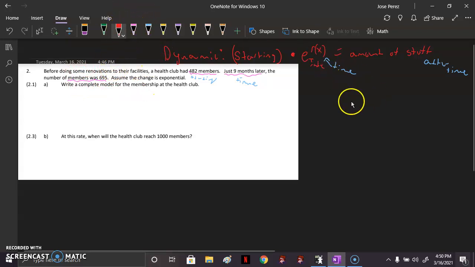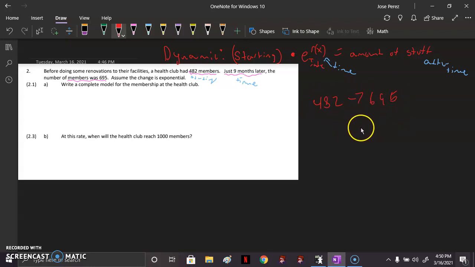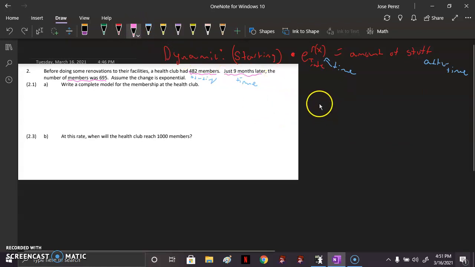But so how can we write this as an exponential? Well, we don't have r, which is the rate of it increasing or decreasing, but we can see 482 to 695 is increasing. It's increasing by people. So let us try to create the exponential model. We're going to solve it. We're going to try to figure it out.